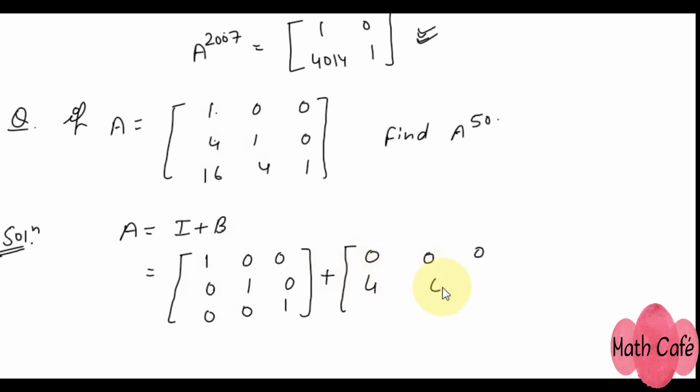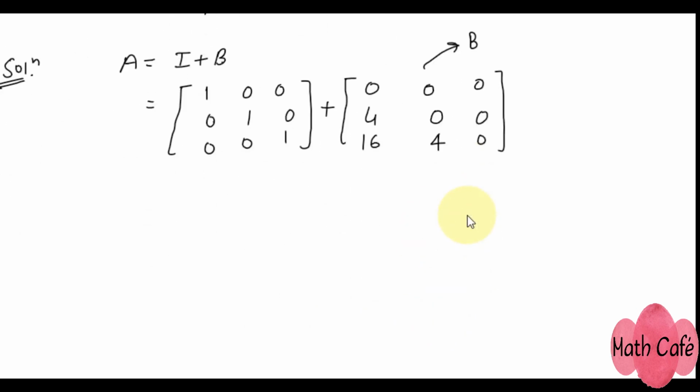And here 0, again 0. So there will be 16, so 0 plus 16 is 16. So there will be 16, here 4, and that is 0. So this is I and this is matrix B. So in the second step we will multiply B by B. So we will try to get the value of B square.